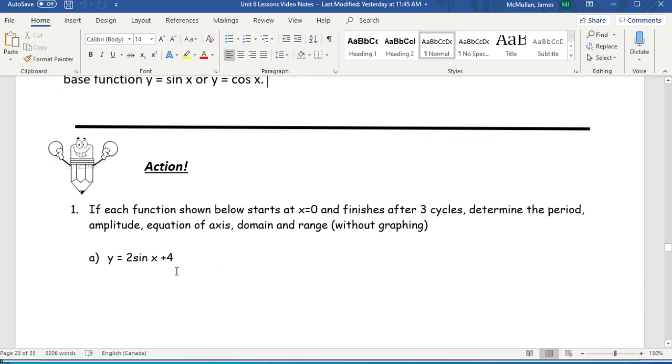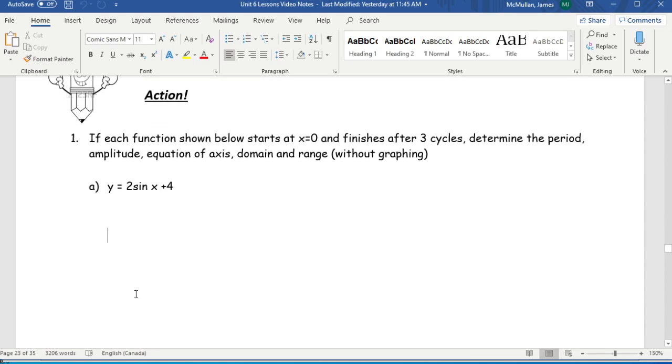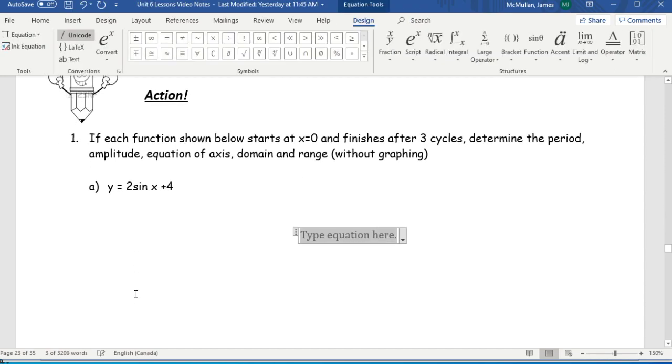know our parent table. So it says, if each function shown below starts at 0 and finishes after 3 cycles, determine the period, amplitude, equation of axis, domain, and range. I don't really understand what finishes after 3 cycles is indicating here. It doesn't seem to be relevant, but let's say I don't know. Anyway, let's go through and see what we see.